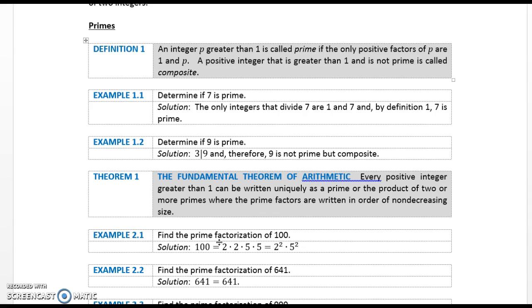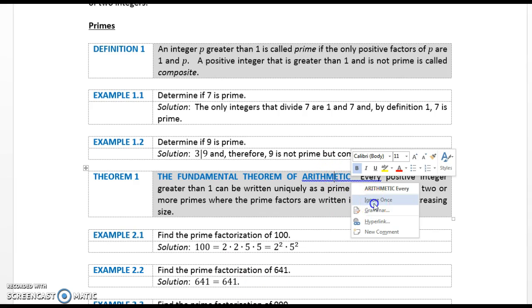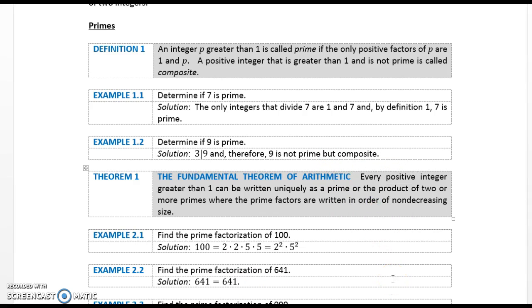Theorem 1, the fundamental theorem of arithmetic. Every positive integer greater than 1 can be written uniquely as a prime or the product of two or more primes, where the prime factors are written in order of non-decreasing size.